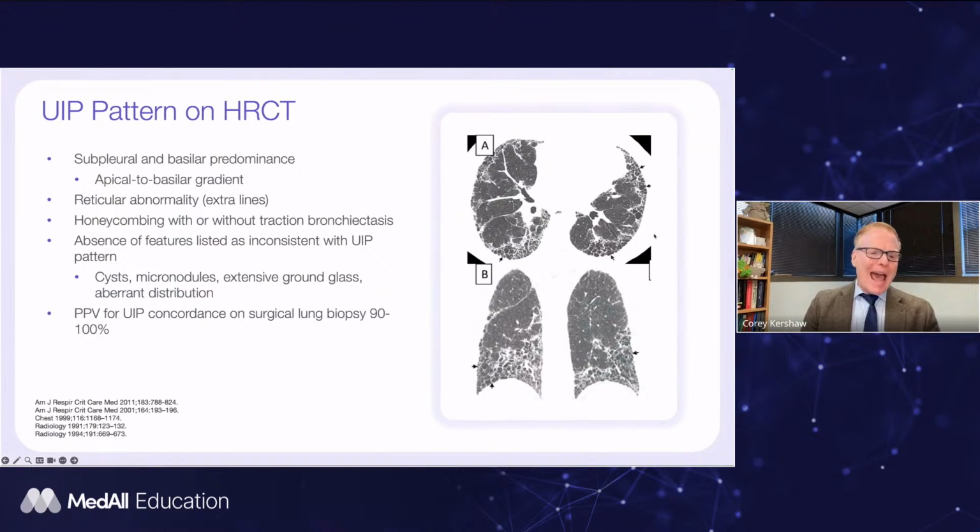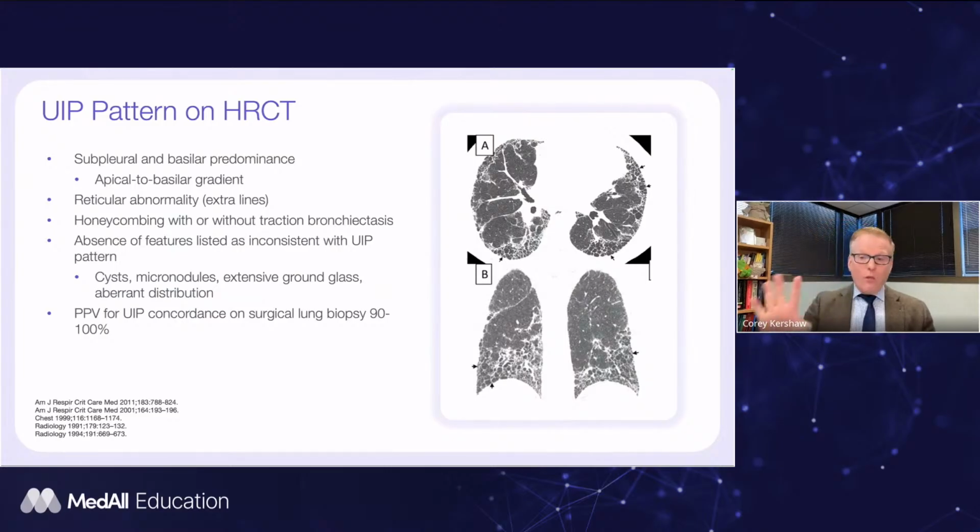There should be an absence of features listed as inconsistent with UIP. These are lots of cysts, lots of nodules, extensive ground glass or inflammation, or some unusual distribution. It's more central than peripheral. It's more apical than basilar. Those are things that argue against a typical UIP pattern.